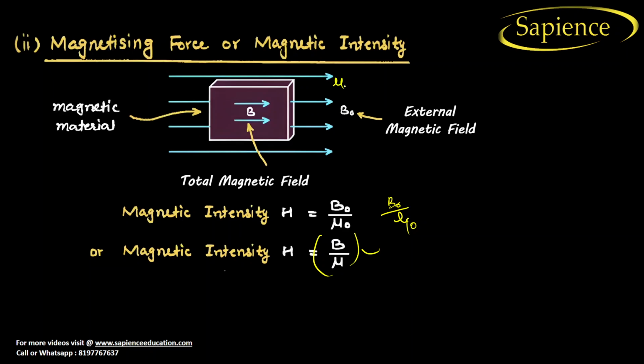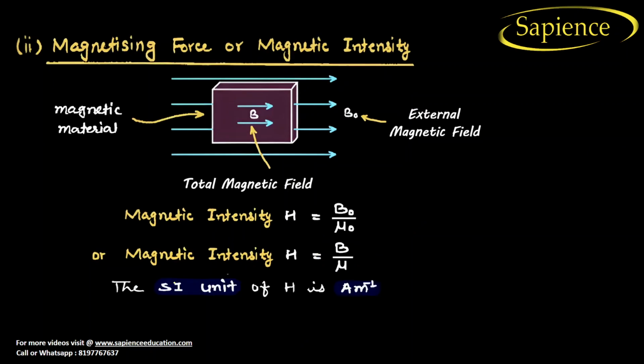For example, the permeability of the inside is mu and the permeability of the outside is mu naught. So here the magnetic intensity will be H is equal to B naught by mu naught. But if you talk about this one, this will be H is equal to B by mu naught. Okay, so I hope you have understood this. Now the SI unit of H is ampere per meter. So this you need to understand.